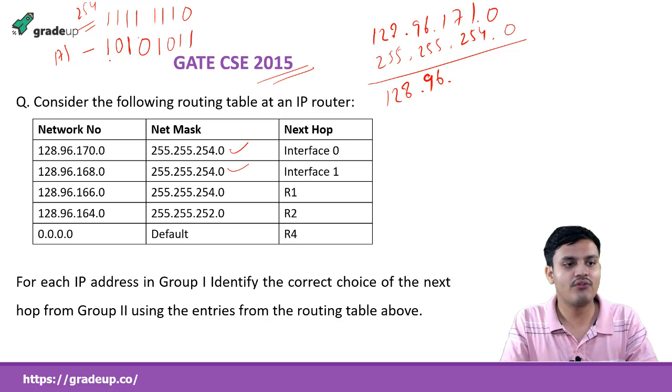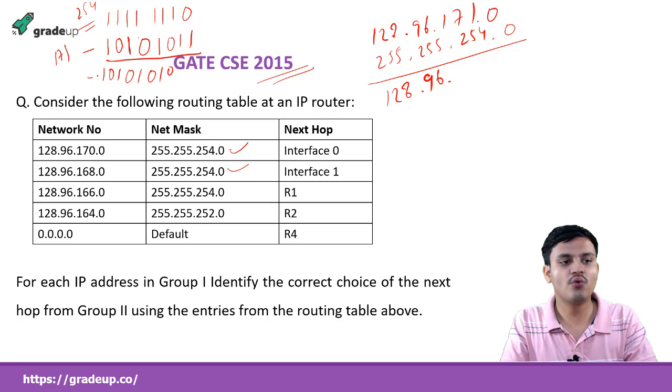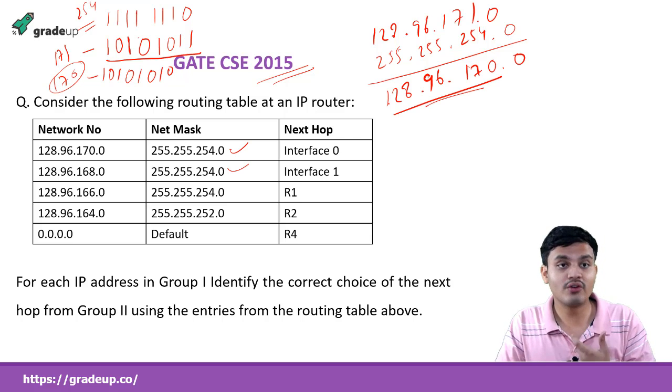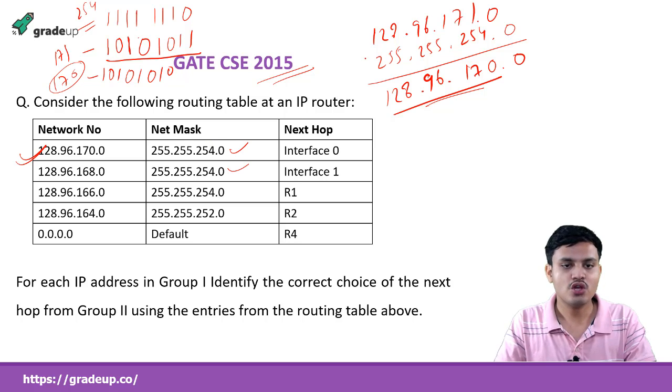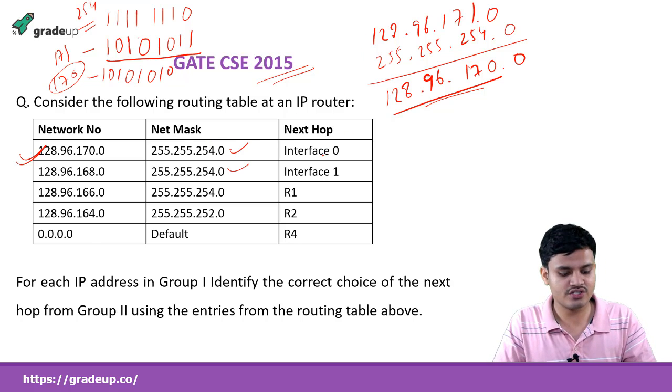If you do the bitwise AND, you will get this. Here you get all 0, so it will be 1 0 1 0 1 0 1 0. So you will get this, and it is 170. So you will get 170.0. Okay, and to which network is it belonging? The first one. Okay, here it is belonging. And it is also the longest, because 154 and we get 152, so it is obviously the longest. So this one will be going to interface 0.